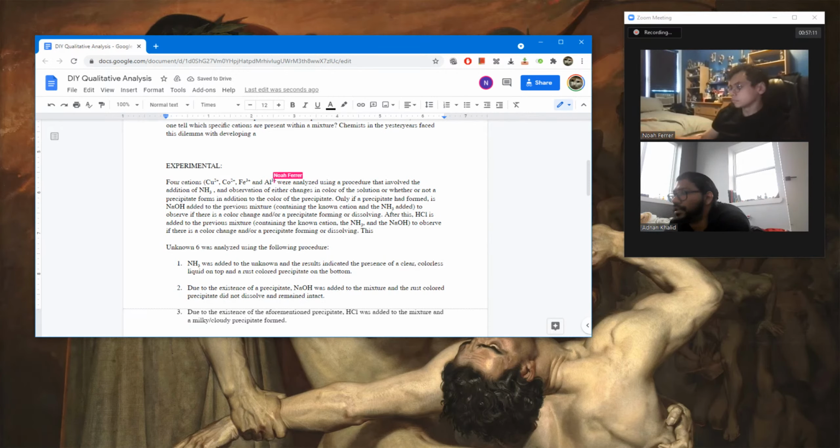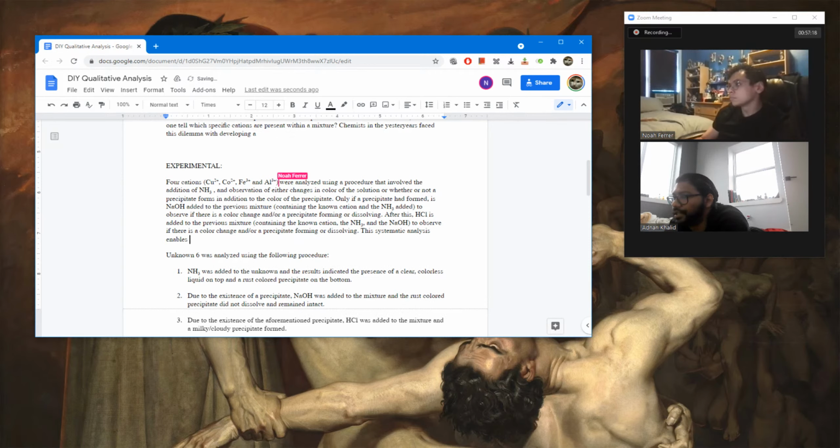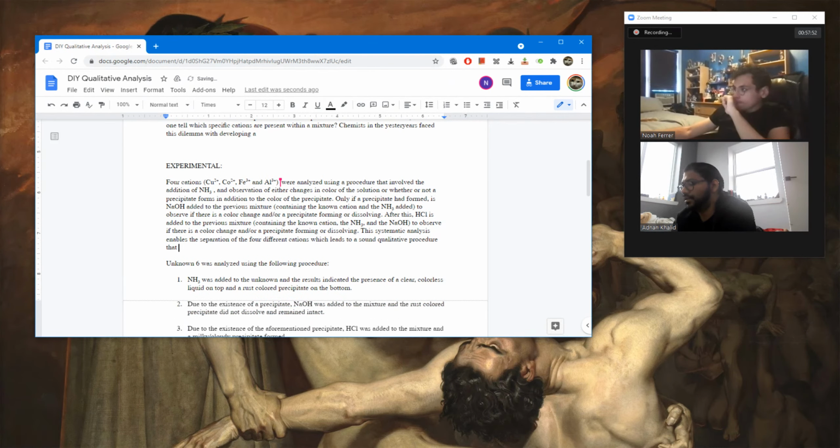This systematic analysis enables the separation of the 4 different cations, which leads to a sound qualitative procedure that will be used for our analysis of the unknown mixture.